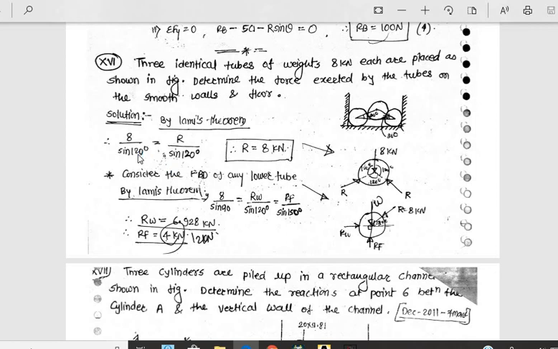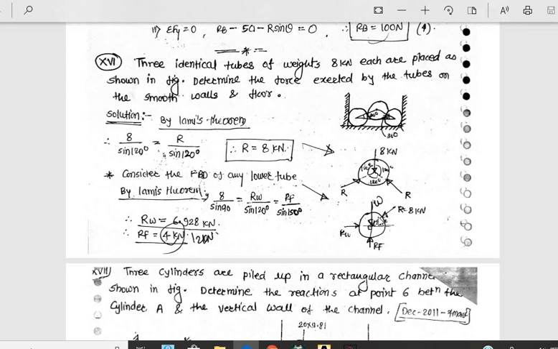So first of all calculate its reaction. So 8 upon sine 120 is equal to R upon sine 120, so R is equal to 8 kilonewton. Now use these, either consider these or these. So here we have considered the wall reaction, the floor reaction, self-weight, and this is the common reaction we have determined earlier. Now here Lami's theorem is not applicable. We have to determine it by, there are four forces 1, 2, 3, and 4.